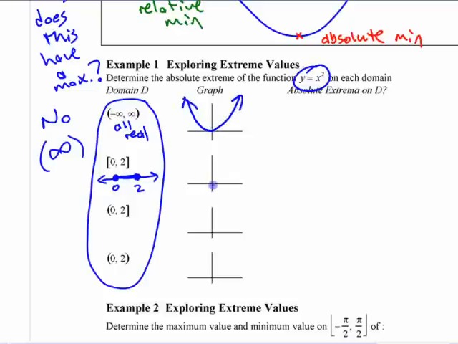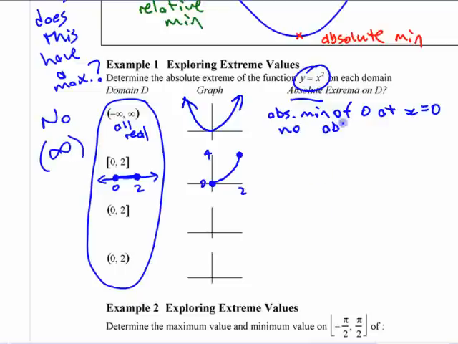Over the interval 0 to 2, it's got a solid dot there, and it's got a solid dot there. At 2, this is 4, and this is 0. Does it have an absolute extreme value on that domain? Does the first case here? The first case has an absolute minimum of 0 at x equals 0. There's no absolute maximum. If you restrict the domain to just between 0 and 2, now it has an absolute minimum and absolute maximum. Okay?